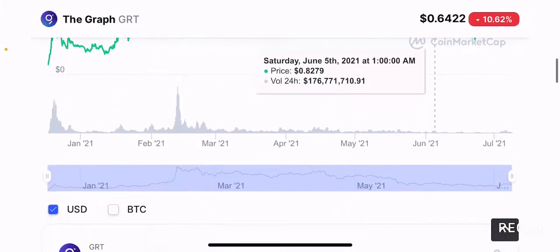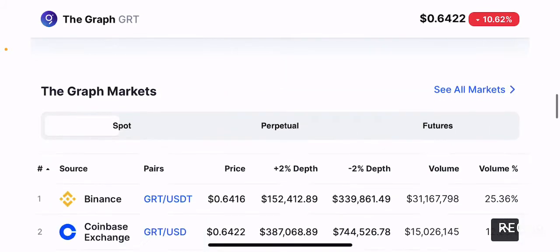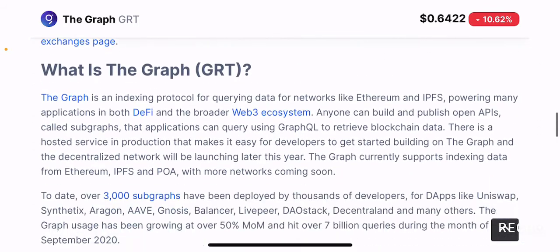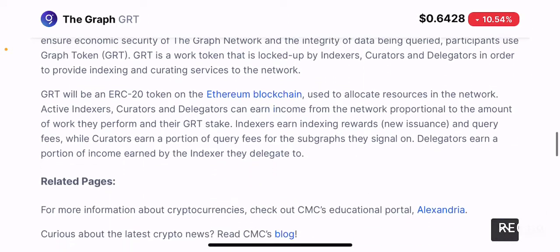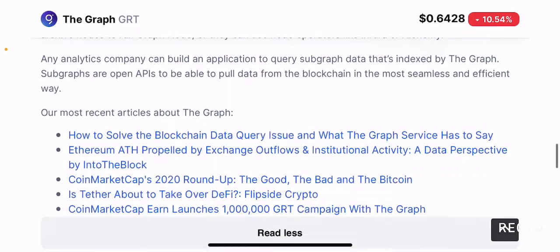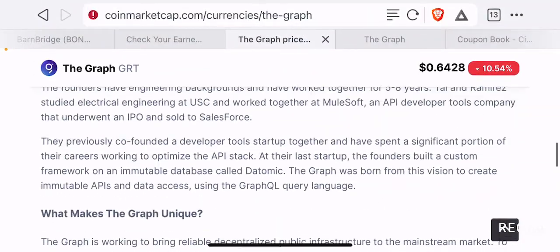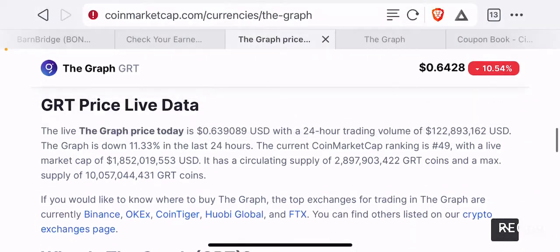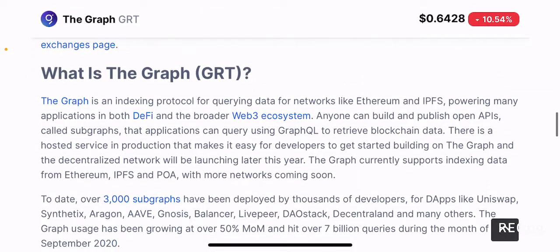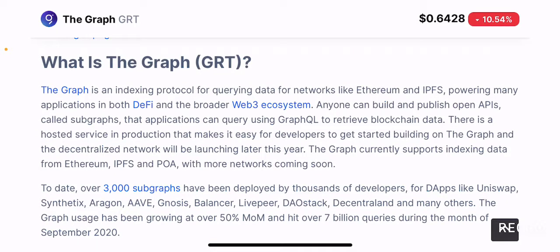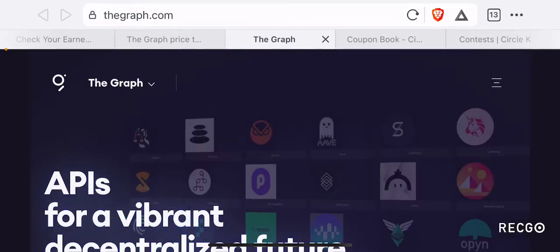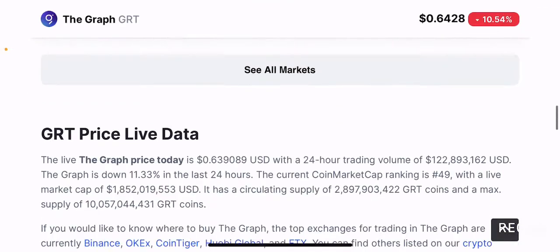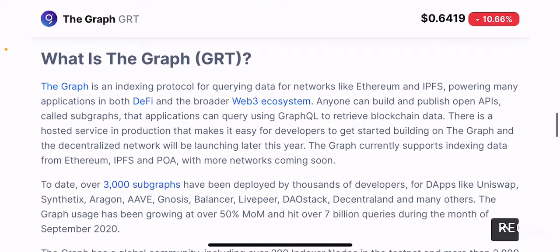If you go to the bottom of CoinMarketCap's information section for Graph, you can clearly see that they have some very peripheral information that will help you get a quick understanding of this project before you do your deep dives. But as always, I highly recommend you do your own research on any of the projects that we cover on our channel. For this token, I recommend you go to the website thegraph.com to do your own in-depth research, right? So going back to the bottom of the CoinMarketCap page here.